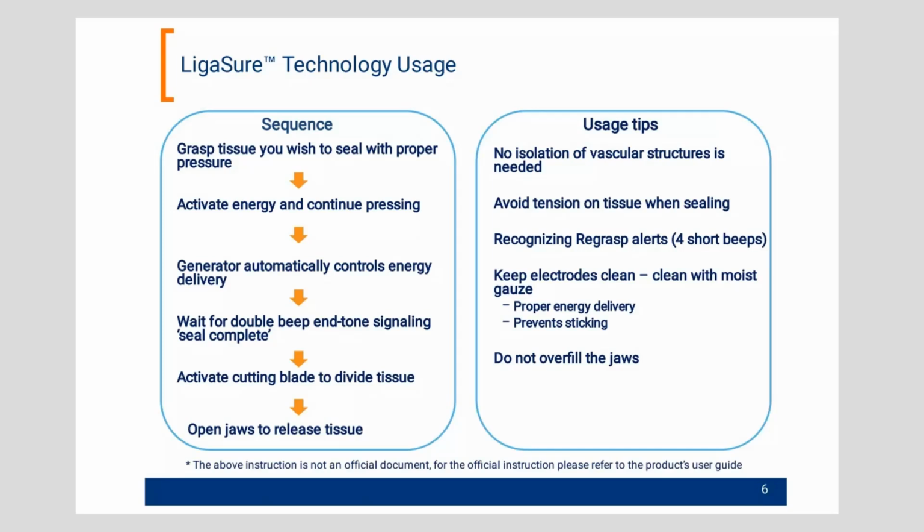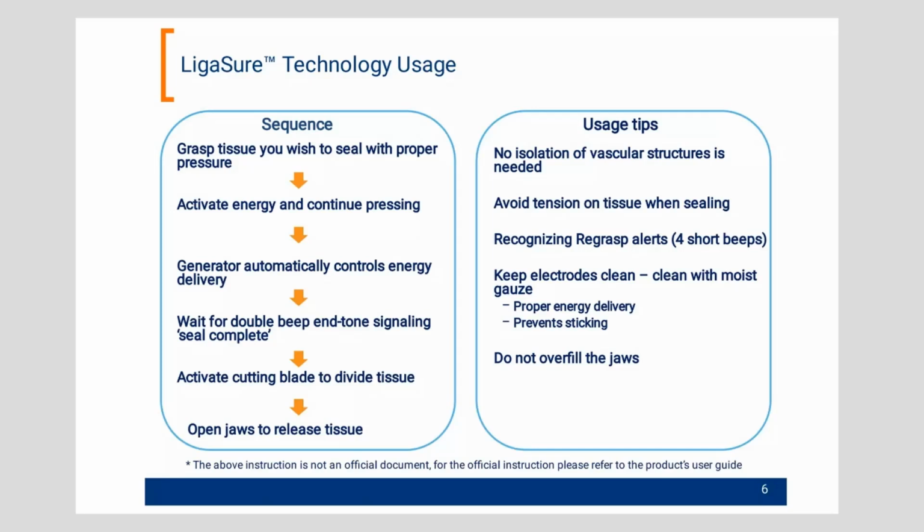But the most important thing is what are the usage tips that the company has given, and also some usage tips which I will give you from personal experience. One is no isolation of vascular structures is needed. This is what the company says, but I think some degree of skeletonization is better. That is my opinion. Retaining some amount of adventitia above the vessels is important to gain more collagen for a better seal.